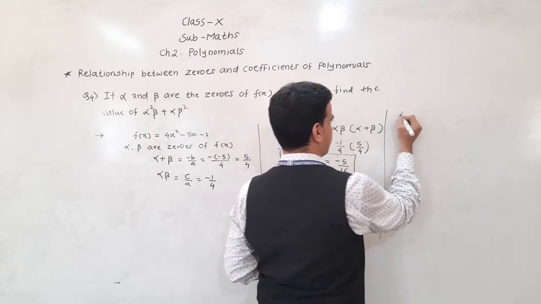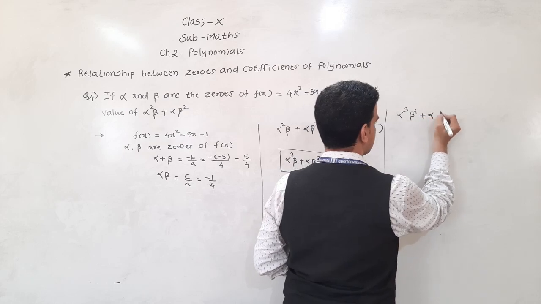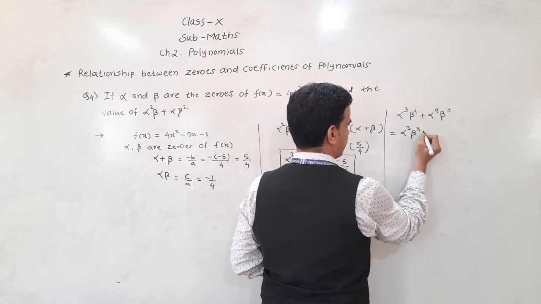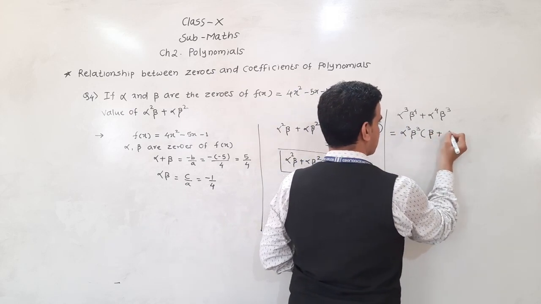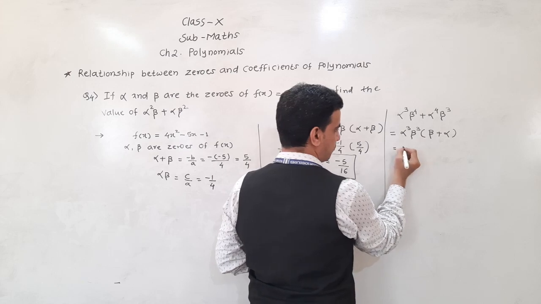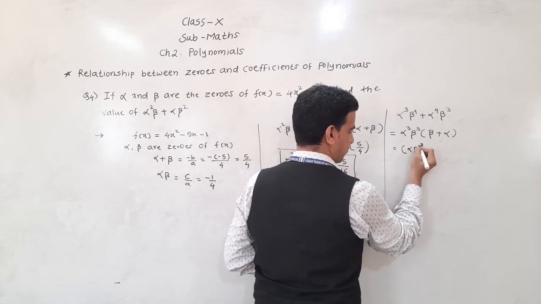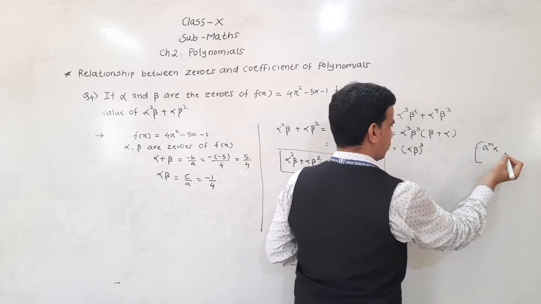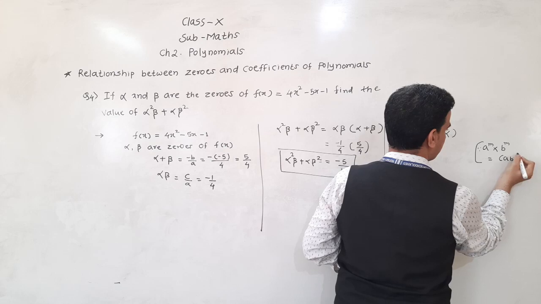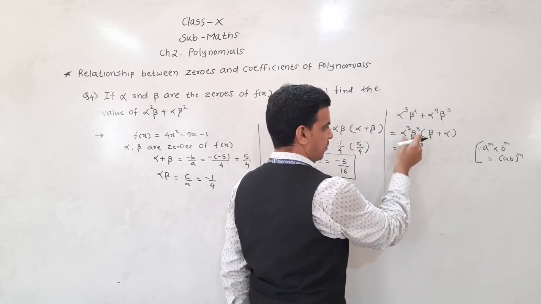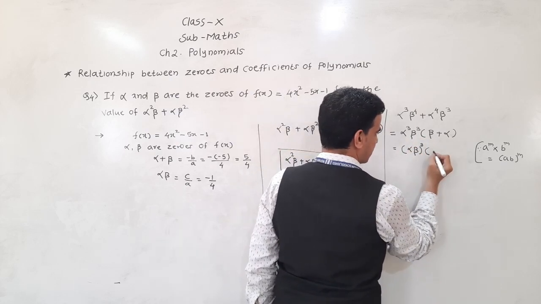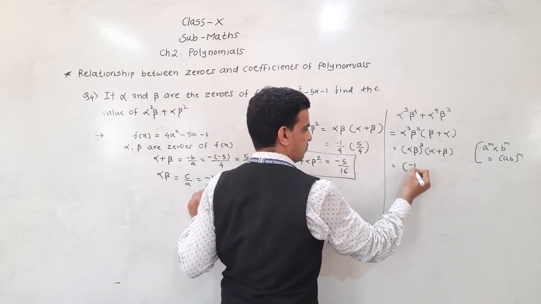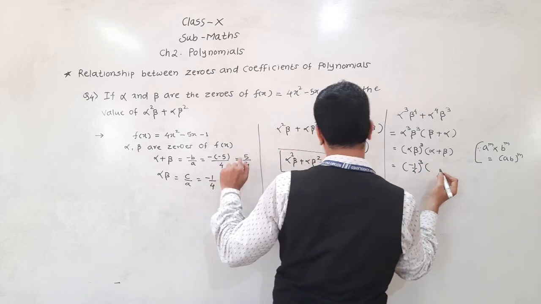Suppose we have to find the value of alpha cube beta raised to 4 plus alpha raised to 4 beta cube. Here what is common is alpha cube into beta cube, and what remains is beta plus alpha. So alpha cube into beta cube we can write this way: alpha into beta, bracket raised to 3. Suppose a raised to m into b raised to m, by the laws of exponents we can write a into b raised to m. Similarly, alpha cube into beta cube we can write as alpha into beta cube, and beta plus alpha, that is alpha plus beta. So alpha into beta, we have this value, minus 1 by 4 raised to 3, and alpha plus beta, that is 5 by 4.